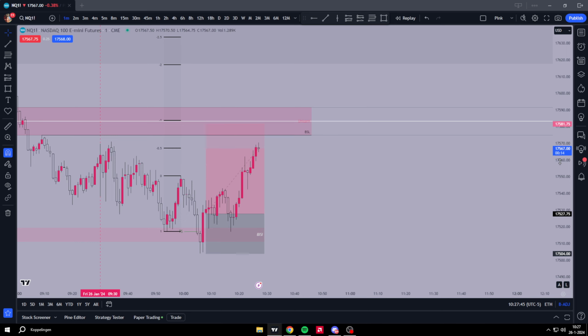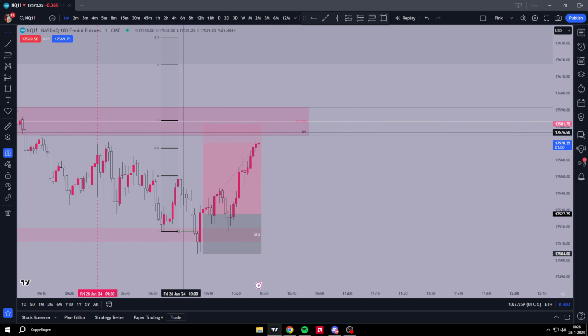So we're up 700 here. 10 micros. And the risk to reward of this trade was a 1 to 2.5. 1 to 2.25.